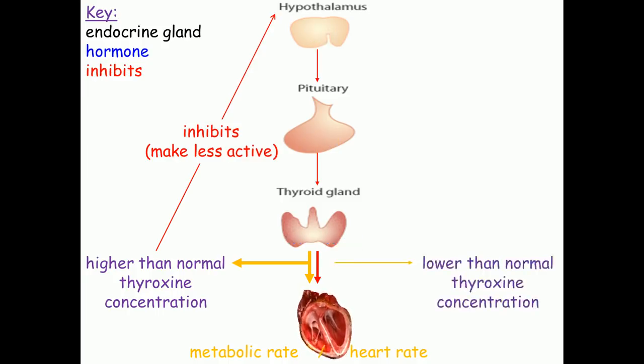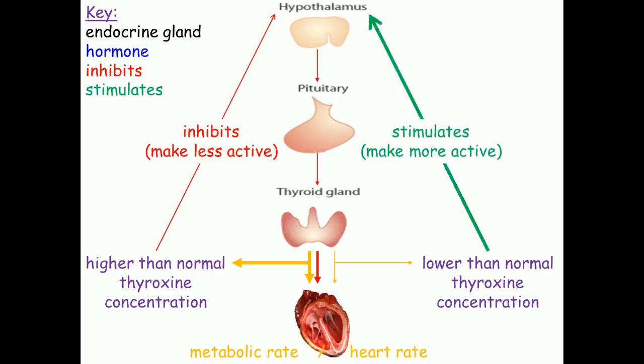And then you've got the reverse when the thyroxine concentration is lower than normal. So here, the metabolic rate and the heart rate are lower than normal, and this stimulates the hypothalamus to secrete more TRH. And then because there's more TRH, it targets the pituitary gland to secrete more TSH. And more TSH stimulates the thyroid gland to secrete more thyroxine. And this increases the thyroxine concentration back to normal, which will increase the metabolic rate and the heart rate back to normal. So that is how negative feedback works, involving those three endocrine glands and the three hormones, so that thyroxine has an effect on the metabolic rate and the heart rate.